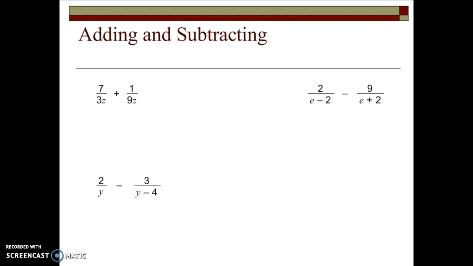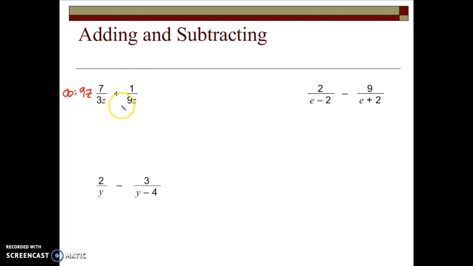Right, then we have a couple more challenging problems where we're going to have to find a common denominator. The ones we just did already had that common denominator. Now we have to do a little work. For this one I have 7 over 3z plus 9, or 1 over 9z. They both have a z, so the z is good to go. But 3 and 9 are not the same. The one number that both 3 and 9 go into is 9. So my common denominator for this example is going to be 9z. That's something that both of these numbers go into.